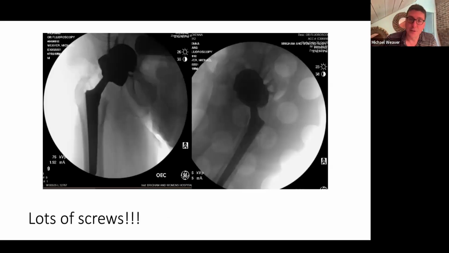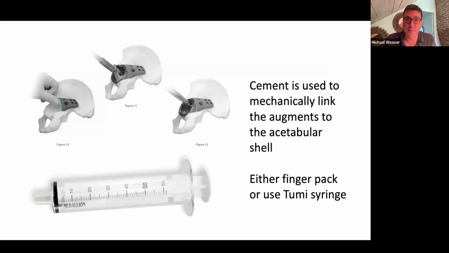Then lots of screws. This is a situation where I'll put almost every screw that I can that doesn't interfere with the augment into decent bone. And so here we used, I think it was 11 screws. So maybe overkill, but certainly doesn't hurt to get extra fixation. And then you need to mechanically link the augment to your shell. So I use antibiotic Palacos cement to fill that void and link them mechanically.